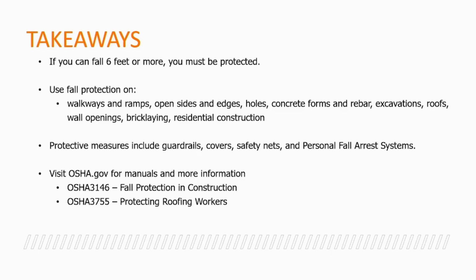There are protective measures you can actually use. You can use guardrails, covers, safety nets, or once again, personal fall arrest systems. OSHA.gov has some excellent manuals that talk specifically about fall protection in construction. That particular manual happens to be OSHA 3146, Fall Protection in Construction. The other one they have out there is OSHA 3755, for protecting roofing workers.